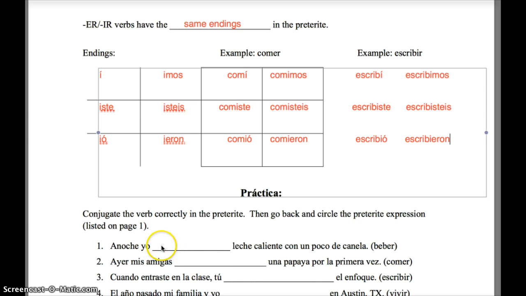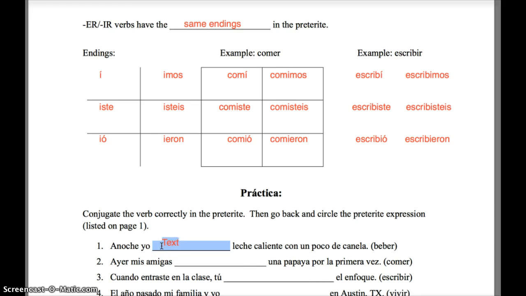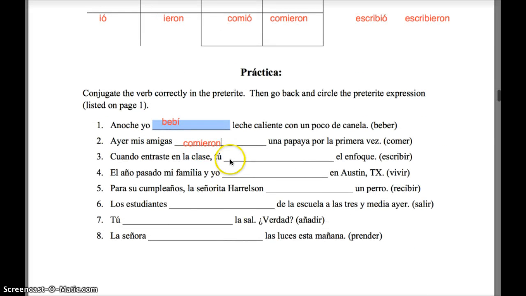So this would be bebí. This one would be comieron, because the subject is mis amigas. The next one would be escribiste.